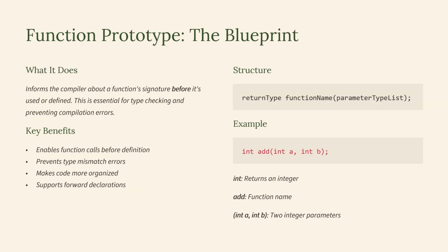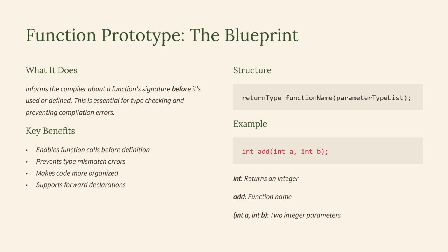Next, we'll be seeing what is meant by function prototype. What it does is inform the compiler about a function's signature before it's used or defined. This is essential for type checking and preventing compilation errors. A function prototype ensures that the function is used correctly even before its implementation appears in the program.